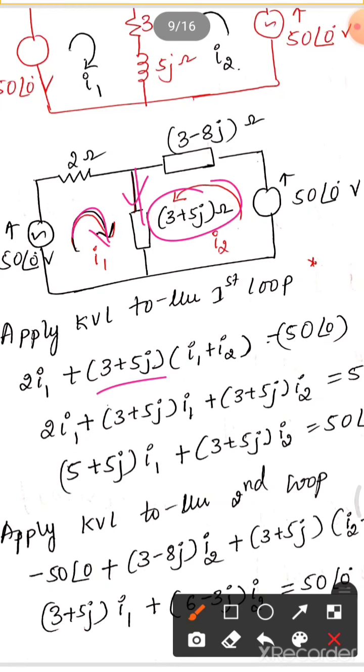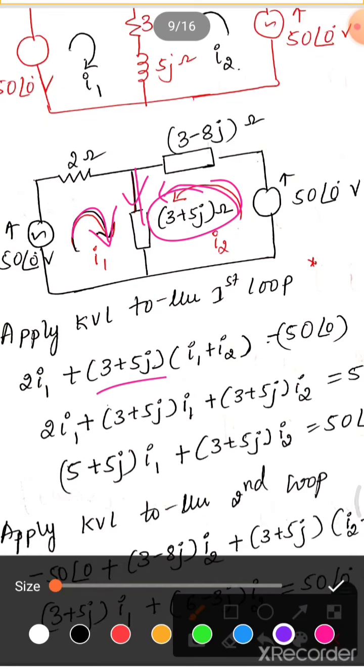Observe the direction of I1 and I2. Are they the same or different? Are they in the same direction or in the opposite direction? Both are entering like this only, so both are in the same direction. So here we are not supposed to take I1 minus I2. Here you have to take I1 plus I2.